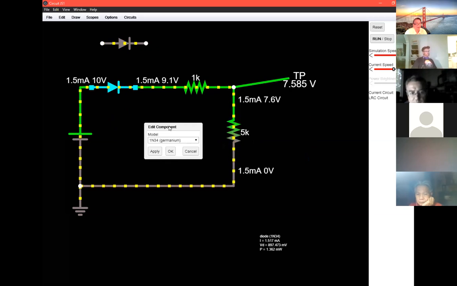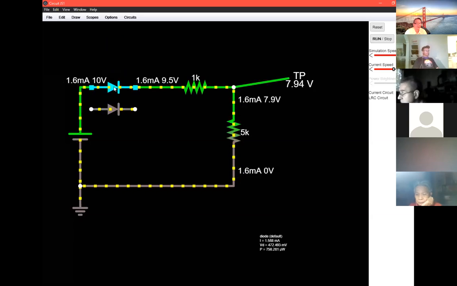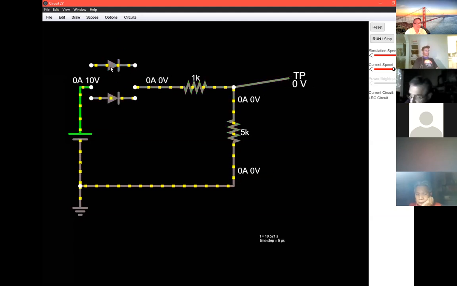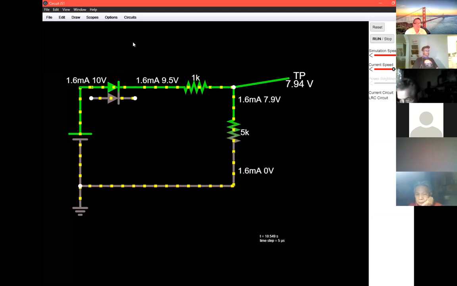Yeah, but that's okay. Either 0.7, 0.8, 0.5, we don't care. There's not much of a difference. Yeah, it depends on the diode. But normally 0.7 for silicon.